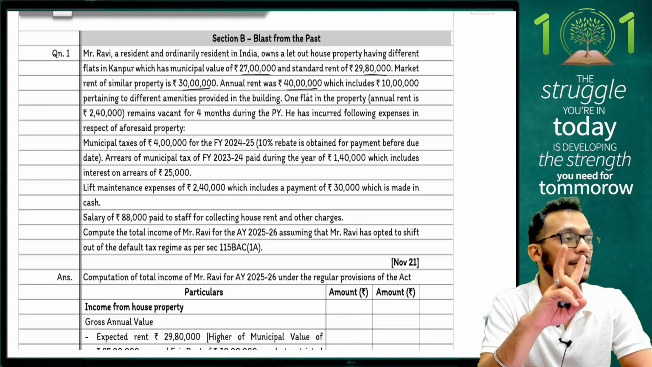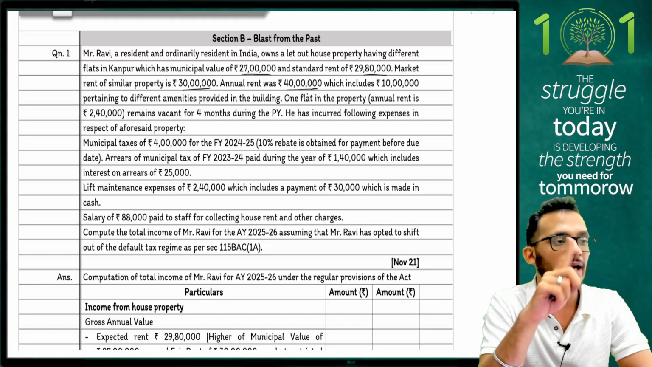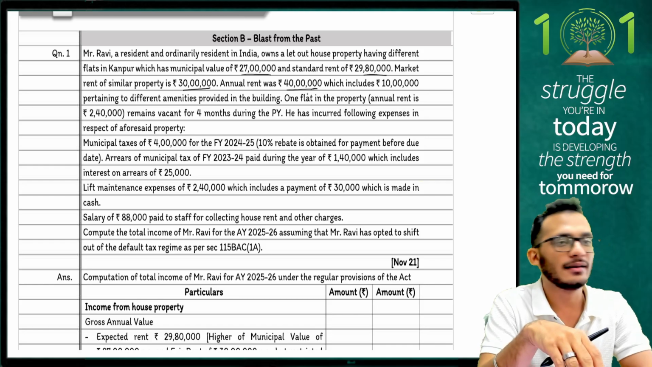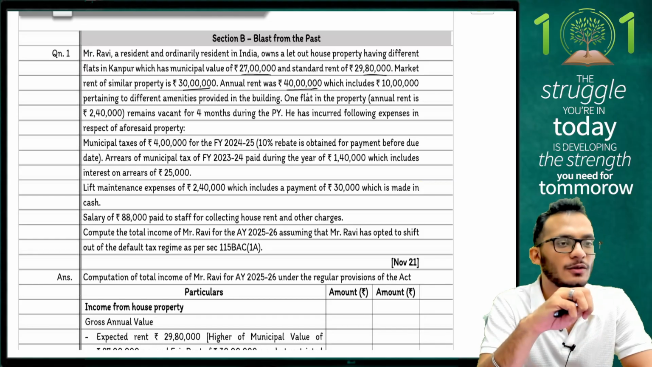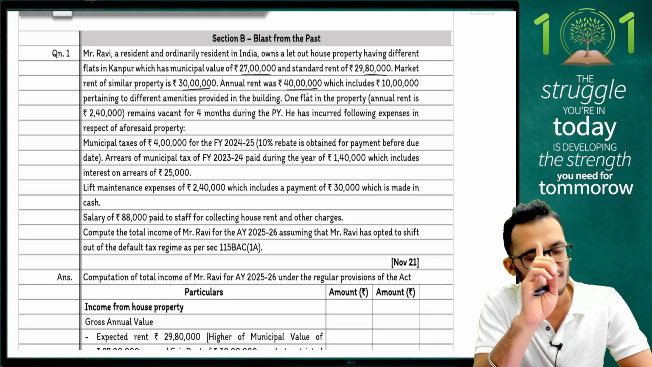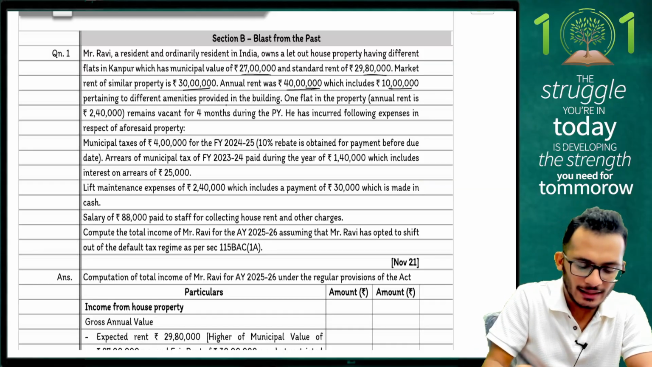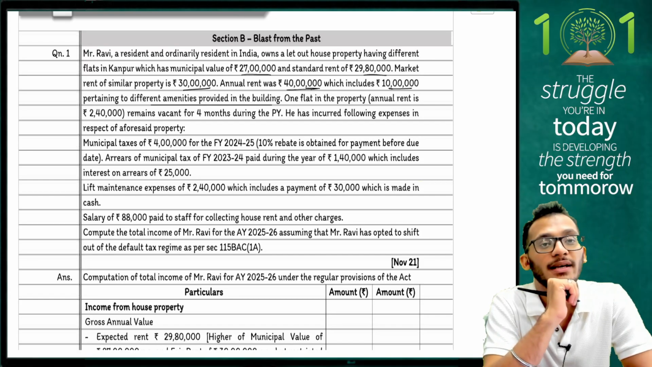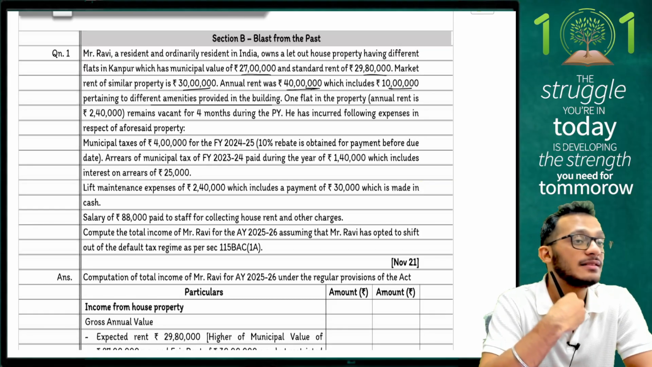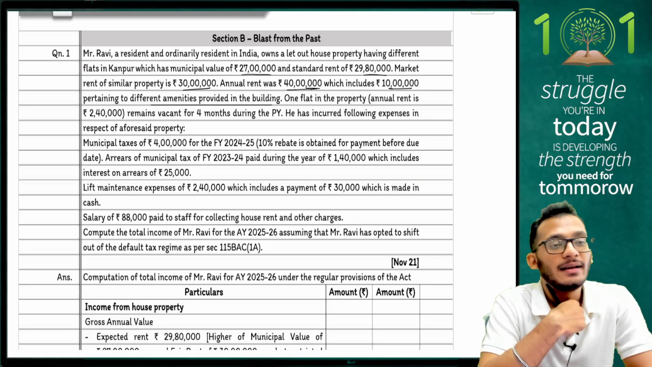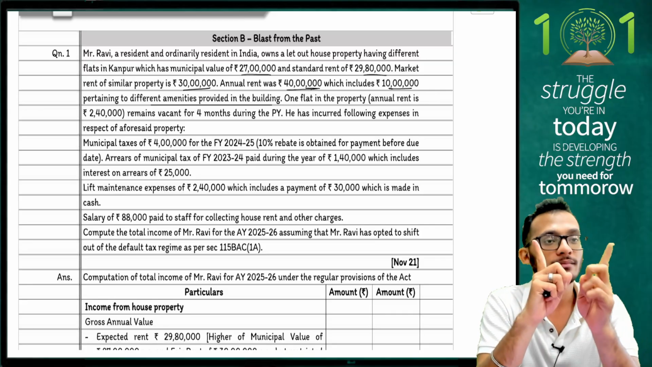They've given you the complete computation of HP: MV or FR, whichever is higher, compared with SR, whichever is lower, compared with AR, whichever is higher. That is what the computation is. But the bigger challenge in this question is, notice the line: annual rent is 40 lakh rupees, which includes 10 lakh rupees provided for different amenities in the building. Meaning the 40 lakh rupees I am receiving is not just for the house, I am also receiving it for amenities. Now I have an income split.